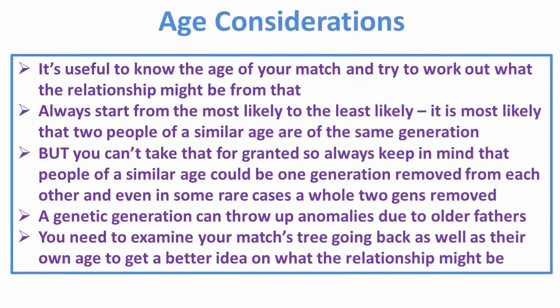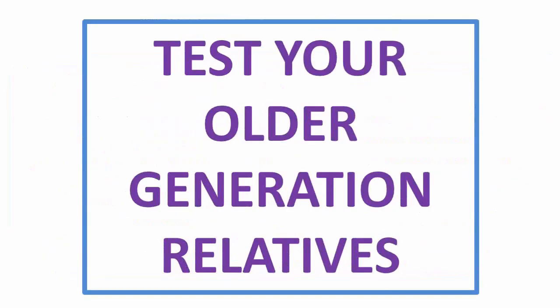And a genetic generation can throw up anomalies due to older fathers. So when you're examining your match's tree, always look for long generations, older fathers, or even just long generations, 40 years or so as opposed to 25 to 30. And that will give you a better idea on what the relationship might be. If you spot any of them, you're going to have to take them into account.